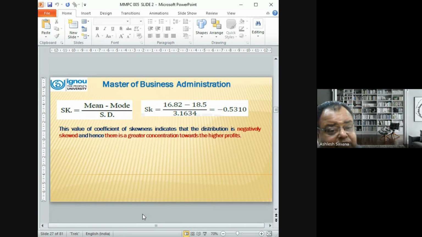0.5310. The value of coefficient of skewness indicates that the distribution is negatively skewed, and hence there is a great concentration towards the higher profits, because the problem was related to the profits.